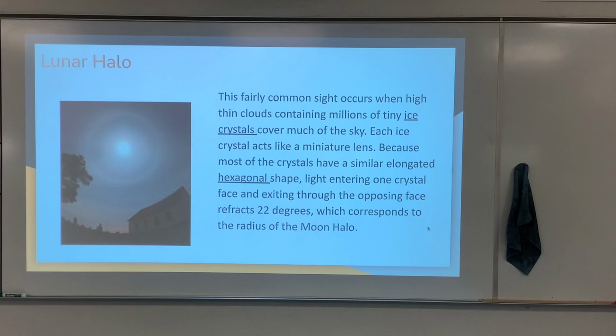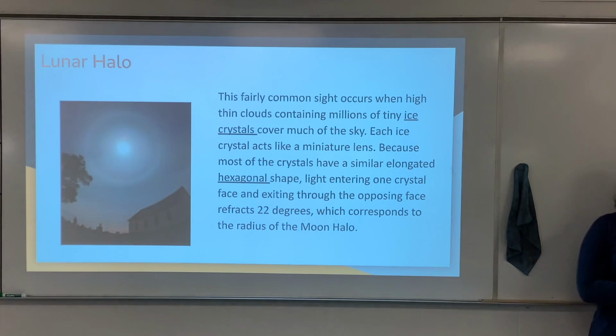All right, let's talk about some other things related to the moon. One of the most beautiful things that's super easy to observe actually is the lunar halo. And a lunar halo is when you get this glowing ring of light around the moon. It's most spectacular when it's around a full moon.